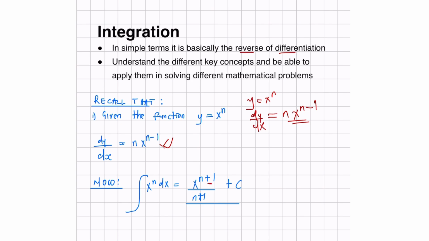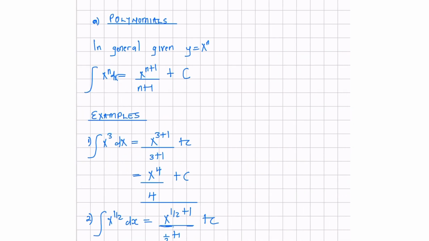So when I ask to integrate, this is the integral sign, x to the power of n dx. You're going to add 1 to the power, which is n. Then you're going to divide by the new power, which is n plus 1. Then you add your constant c. So this is what I've demonstrated here as well. So now this is the integration of polynomials, right?